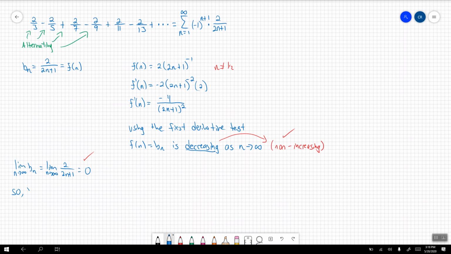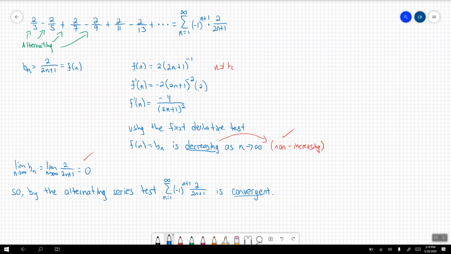So let's summarize. By the alternating series test, this series that I'm observing, the sum from n equals 1 of negative 1 to the power of n plus 1 times 2 divided by 2n plus 1, is convergent. There we are. So this series converges.